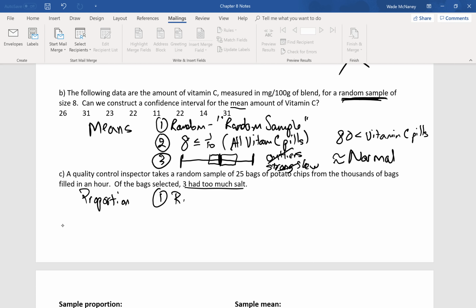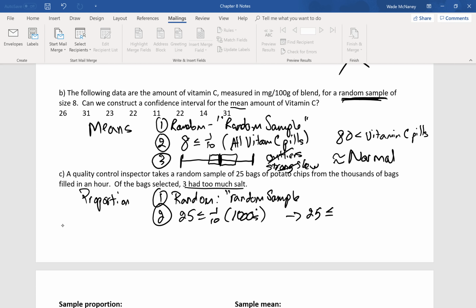Conditions here, random. And it does say that they were taking a random sample. Condition 2, 10%. So is 25 less than 10% of thousands of bags? Because it says from thousands of bags here. So 25 is indeed less than 10% of thousands, which would be hundreds. So the 10% condition is met. And finally, normal. Large counts check.